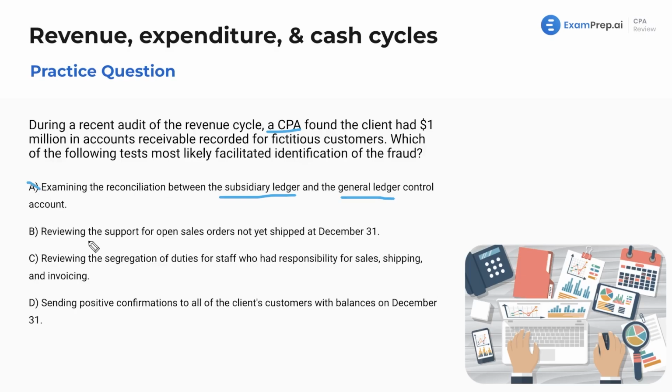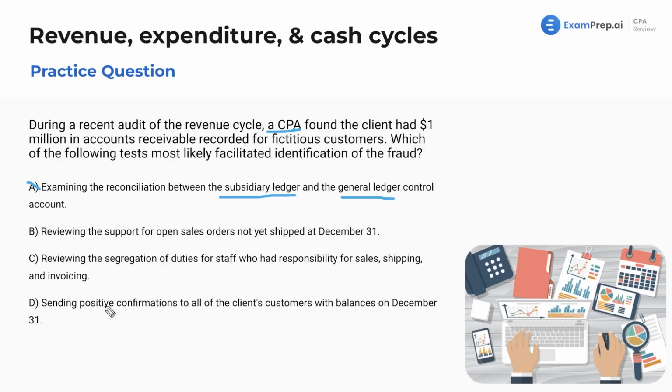What about letter B? Reviewing the support for open sales orders not yet shipped at December 31. I'm going to say I don't like that one there. I mean, reviewing the support for open sales orders, that doesn't really sound like something that would help us find accounts receivable fictitious customers. Again, this is very much going to be an accounts receivable confirmation situation. Reviewing the segregation of duties for staff who had responsibility for sales, shipping, and invoicing. Again, I really want to hone in on letter D here.